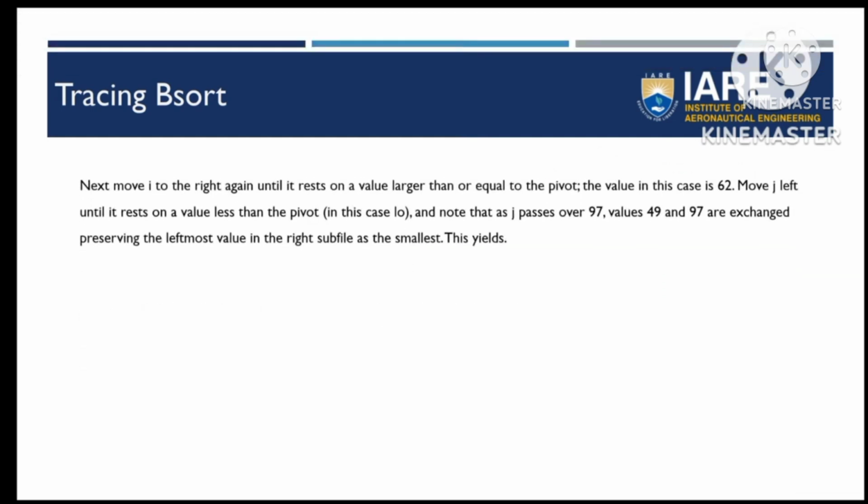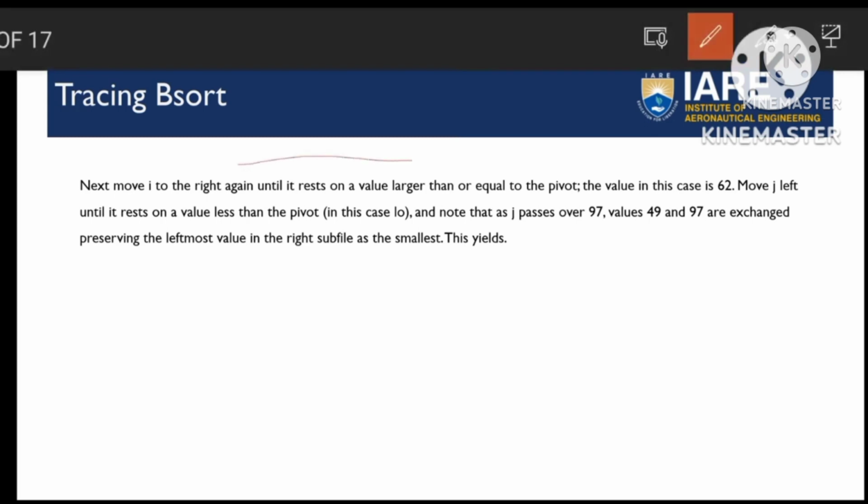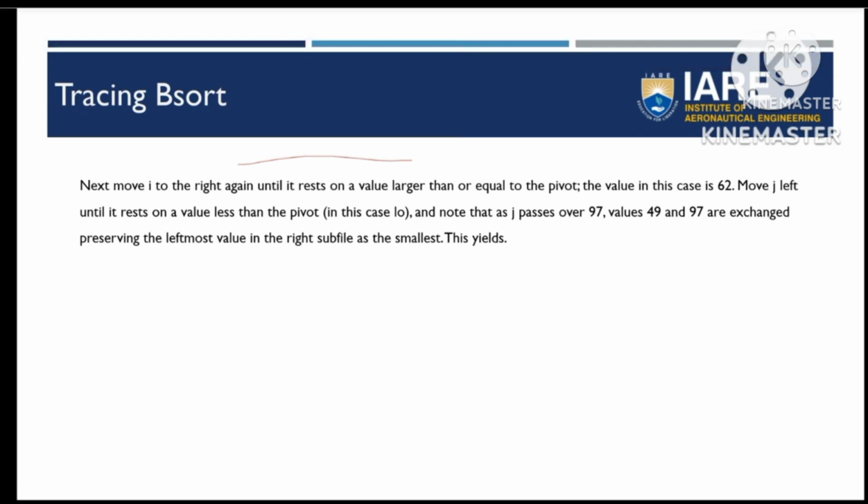Now next move i to the right again until it rests on a value larger than or equal to the pivot. The value in this case is 62. Move j left until it rests on a value less than the pivot, in this case 10. Note that j passes over 97 and the values 49 and 97 are exchanged, preserving the leftmost value in the right subfile.